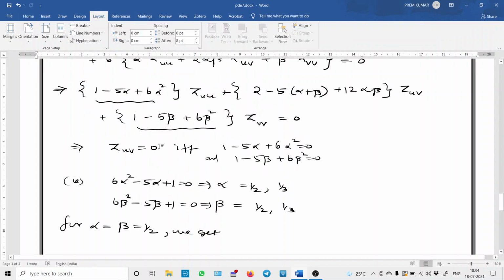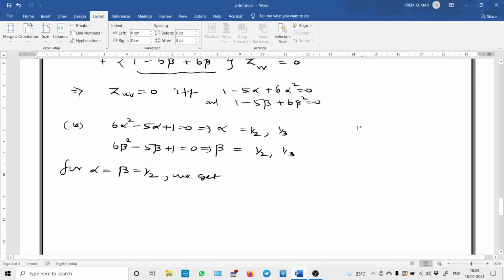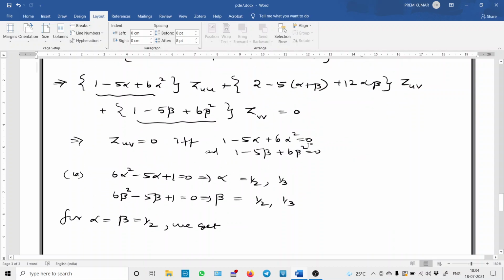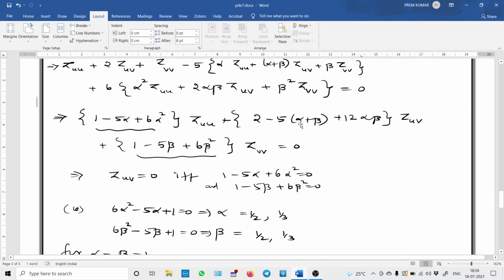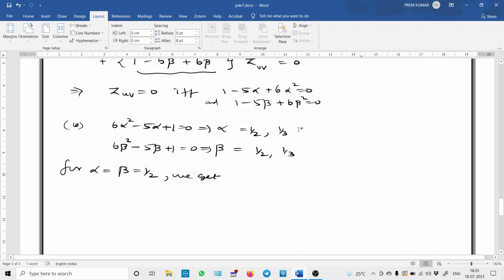Now these two terms, 1 minus 5 alpha plus 6 alpha square and 1 minus 5 beta plus 6 beta square, both these equations will be 0, but we have to check whether this 2 minus 5 times alpha plus beta plus 12 alpha beta also becomes 0. That should not become 0. So what is the combination of alpha and beta so that this term should not be 0? We have to check.